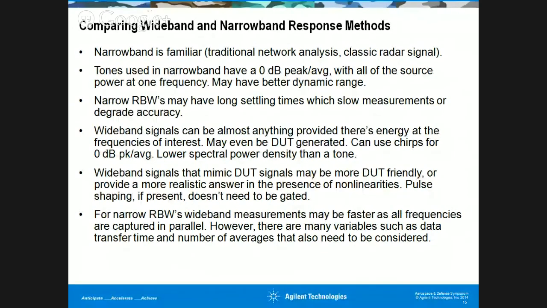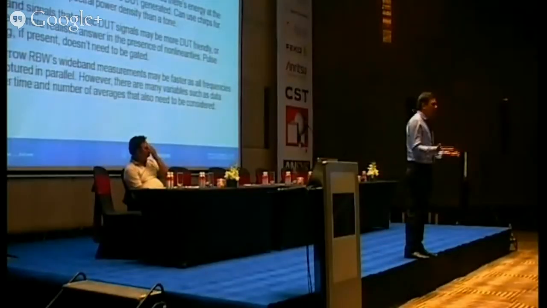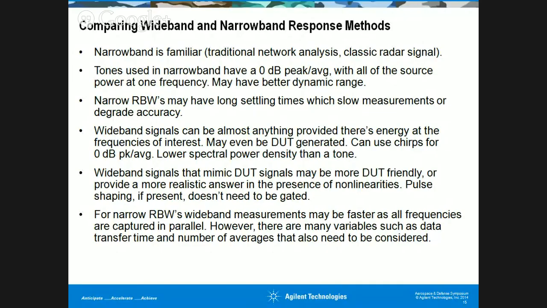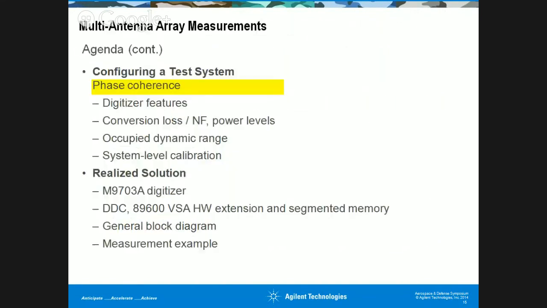So for narrowband resolution bandwidth, wideband measurements may be faster as all frequencies are captured in parallel. However, there are many variables, such as the data transfer time and number of averages, that also need to be considered. When we are talking about data transfer, in case we are sampling wide signals, then we need to be sensitive enough that all the data needs to be transferred simultaneously into the memory to be processed. Okay, now let us talk about how we configure such a system.